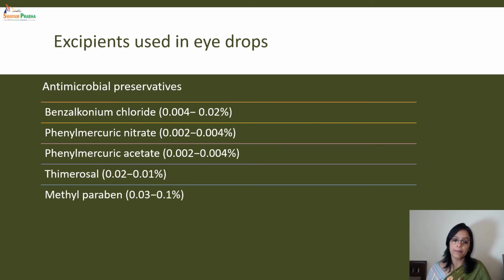Next is antimicrobial preservatives. They are included as a major component of all multiple dose eye solutions. Why are they needed? Because with multiple doses, we are not going to use the entire content at once, so preservation is important. You can see the examples: benzalkonium chloride, phenyl mercuric nitrate, phenyl mercuric acetate, and methyl paraben. These are a few examples. See the concentrations in the slide, go through them, and remember that these are the antimicrobial preservatives.